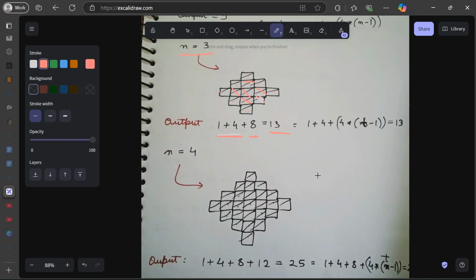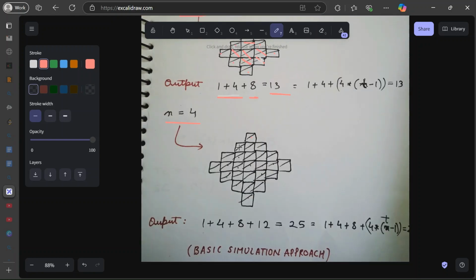For n equals to 4, again I have all these 13 cells present already. I'm just covering the exterior ones with the colored ones from uncolored to color. So I have 1, 2, 3, 4, 5, 6, 7, 8, 9, 10, 11, 12. 12 extra cells for t equals to 4, which is what I'm adding in the output, and I'm getting 25.